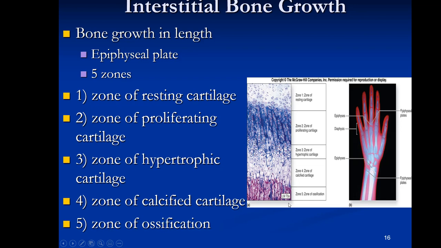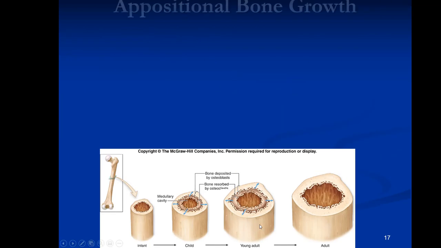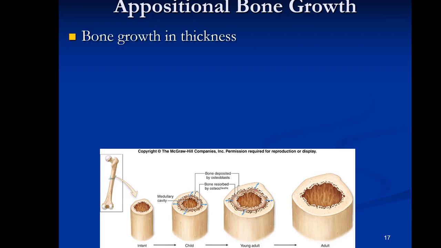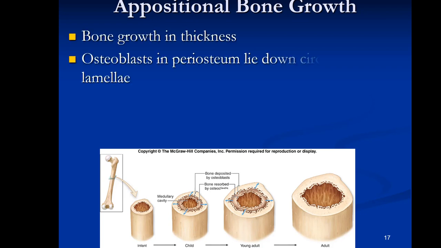The other thing I wanted to mention is that this plate, even though the bones are growing and getting longer, actually stays the same size. So just envision that this plate stays the same size. It's just spitting out bone in this direction down here at the zone of ossification. So even though the bone gets longer, the epiphyseal plates stay the same size. So that's bone growth in length, but bone can also grow in width, which is called appositional bone growth.